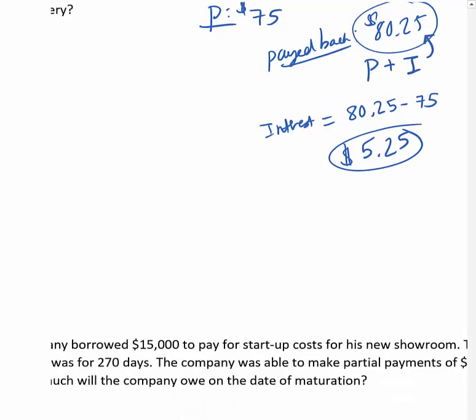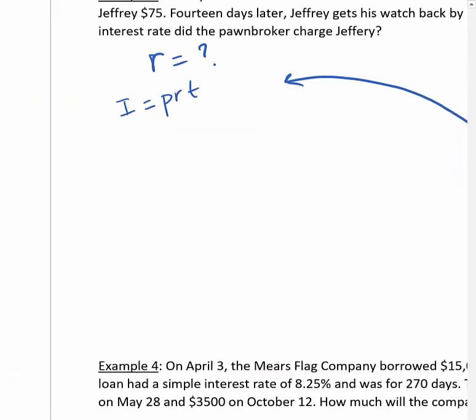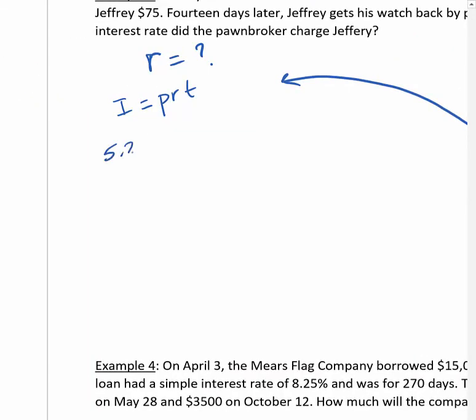Sometimes you have to use a little logic, and it's not just cut and dry, and they don't just give you everything that you need. You're going to have to think about it. So, okay, the interest was $5.25, and we already said the principal was $75, because that's how much you got from the loan. The rate we don't know.